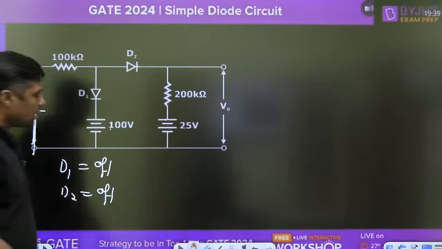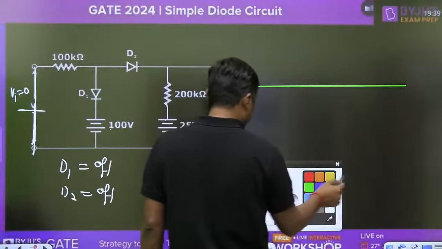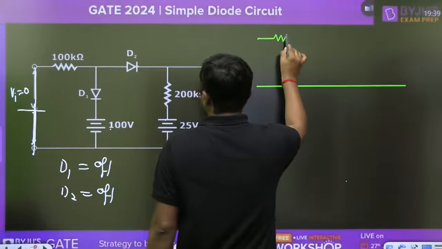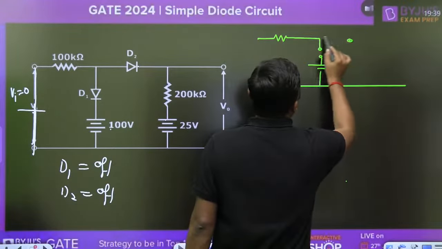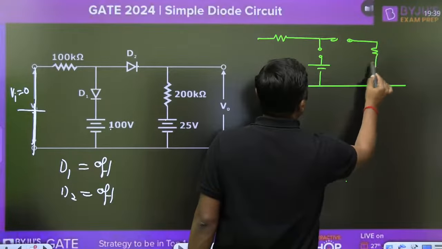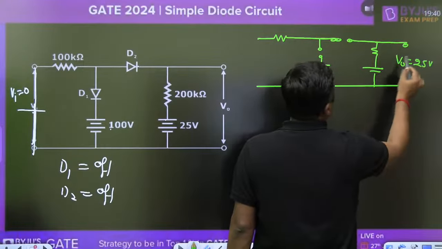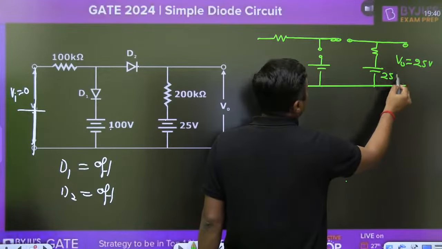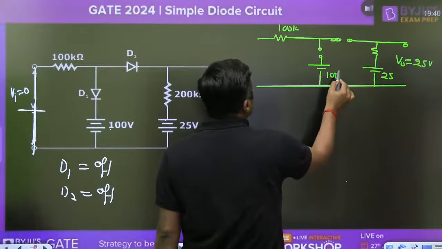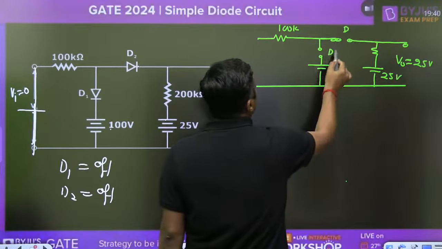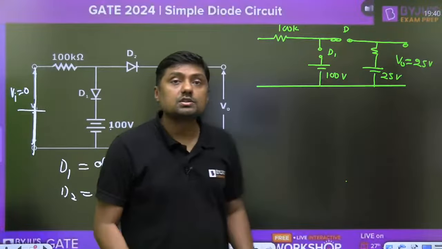If both the diodes are off, what will be the output voltage in that case? This diode is off. This diode is off. There is no current through the resistor and the output will become 25 volt. This is the minimum output voltage. And remember, our assumption is correct. Why is our assumption correct?